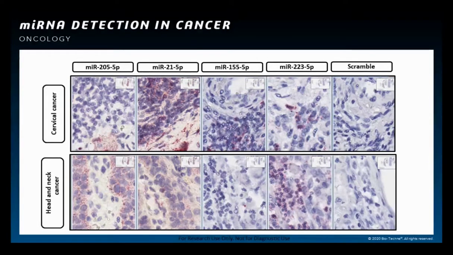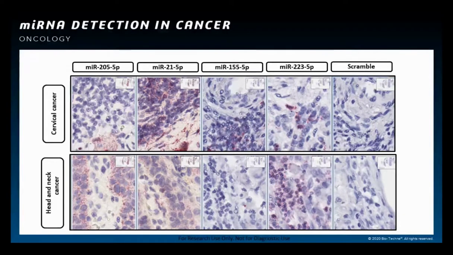So the first area is oncology. Here, this slide is showing a number of microRNA targets that were, of course, detected using the miRNAscope assay and that have been implicated in some cancers. Here, we're showing two different cancers, head and neck cancer on the bottom and cervical cancer on the top. Now, these microRNAs have previously been implicated in cancer initiation or progression, and they do so by deregulating signaling networks, as I mentioned previously, that may lead to malignant transformation.